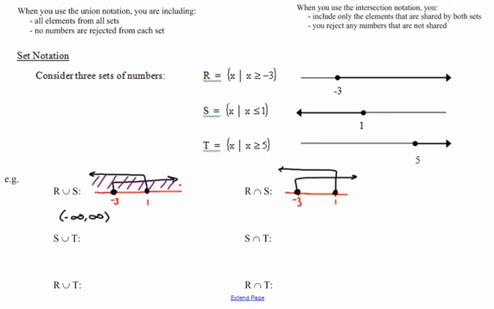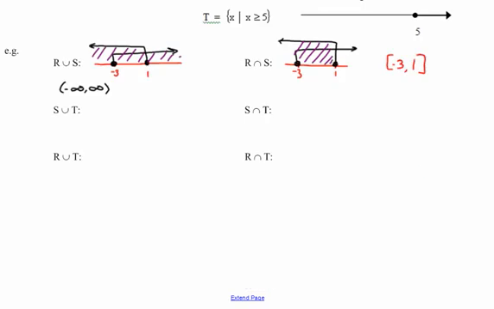So now we want the overlap, and where's our overlap? Our overlap is between -3 and 1, including -3 and 1. So our solution here would be the intersection of R and S is -3 to +1. Maybe I won't box it. Okay? We're using closed brackets because it is equal to at those points.